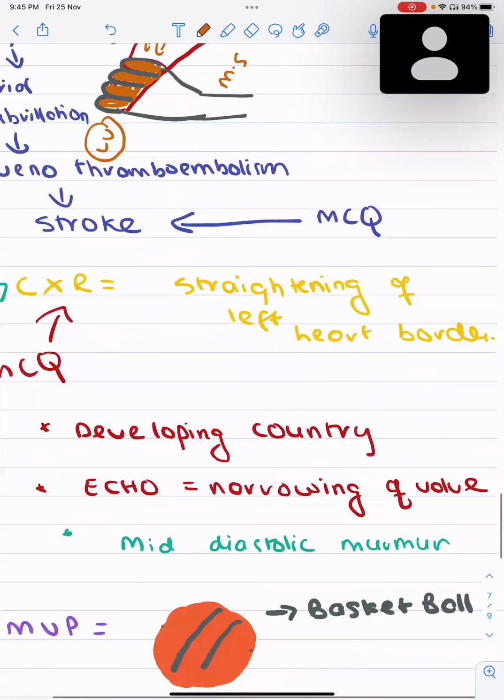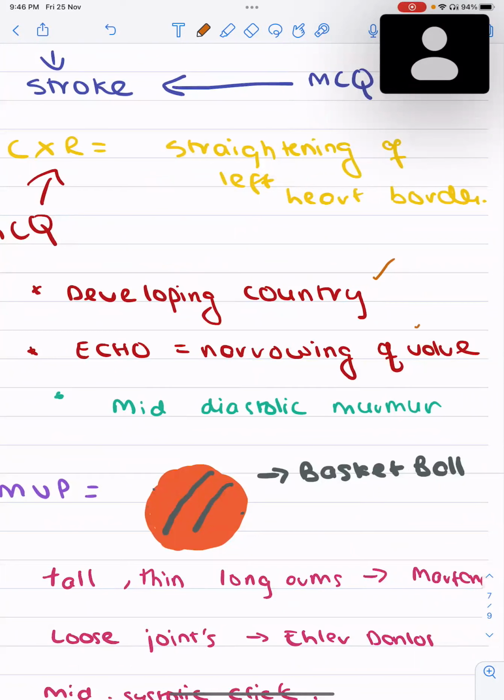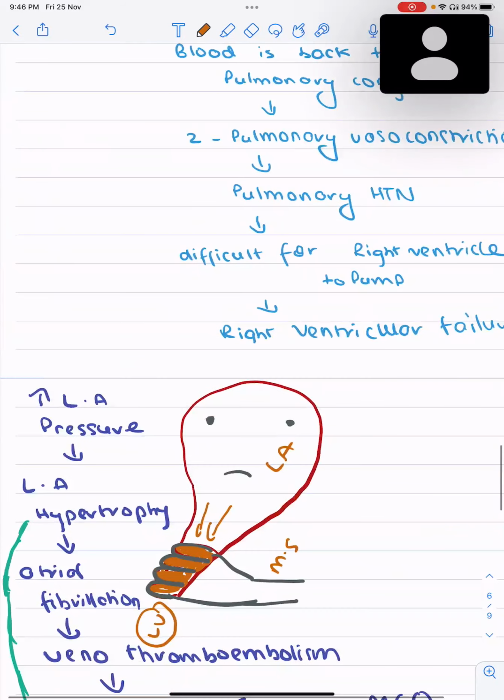So let's go again through the MCQs. Developing country. Okay. In echo, what will be the finding? Narrowing of the valve. And I've already explained to you the different types of murmur. So mid diastolic murmur. Am I clear, guys?